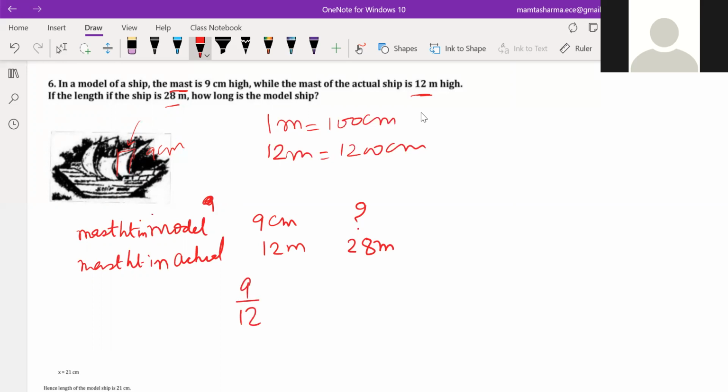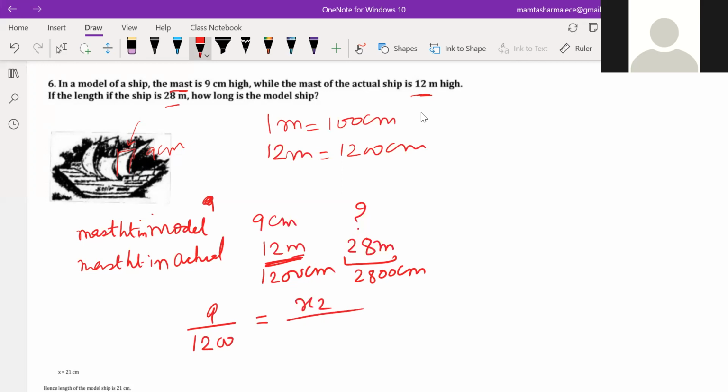Take this ratio 9 by 12. You can't take the ratio directly. Ma'am, it is 9 by 1200. Yes, this is in meter, so convert this meter into centimeter. 1200 centimeter, 2800 centimeter. Now you can take the ratio. x1 by y1, 9 by 1200 is equal to x2 by 2800. You have to find out x2. Now find out x2: 2800 into 9 divided by 1200. The 00 will get cancelled out. Now after solving this, what are you getting?